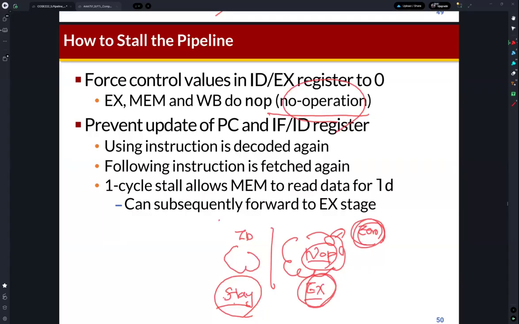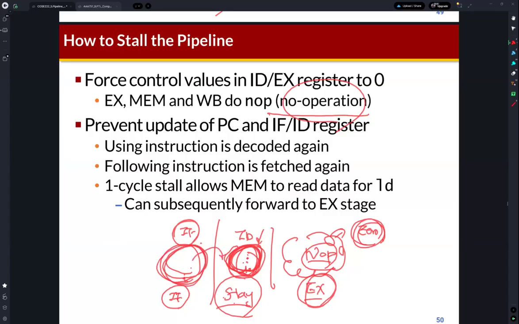And then we also need to handle the instruction fetch stage. Why? Because the instruction in the ID stage needs to stay in ID. How about the next instruction? It also needs to stay in the instruction fetch stage, right? Because the former instruction stays in the ID stage, the following instruction cannot be propagated. It needs to stay.